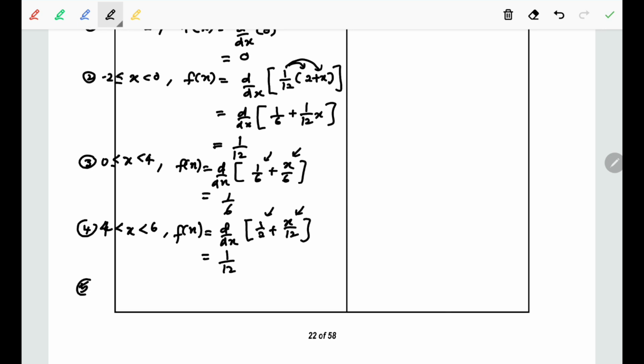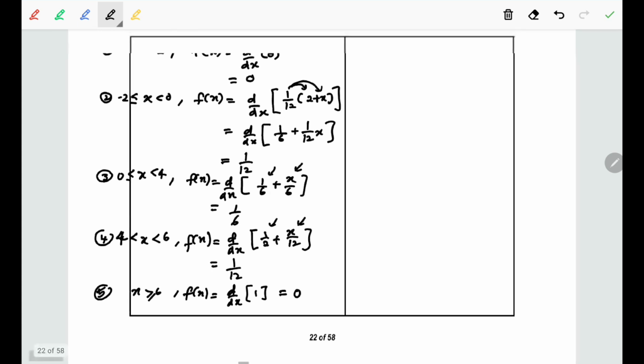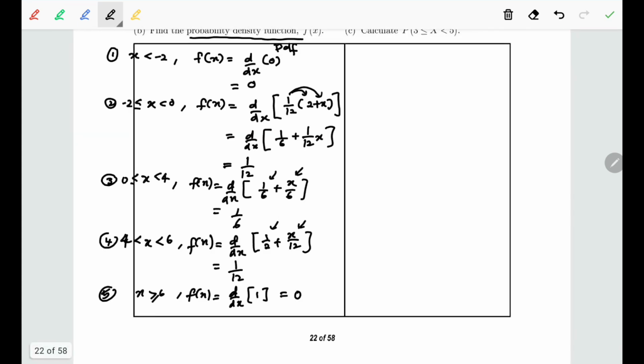Lastly, for x greater or equal than 6, the f(x) is the differentiation of 1, which is 0. So we have done the differentiation for all the functions, and for the final answer we have to sum up all the functions that we have found in a piecewise form. The final answer should be rewritten in this form.